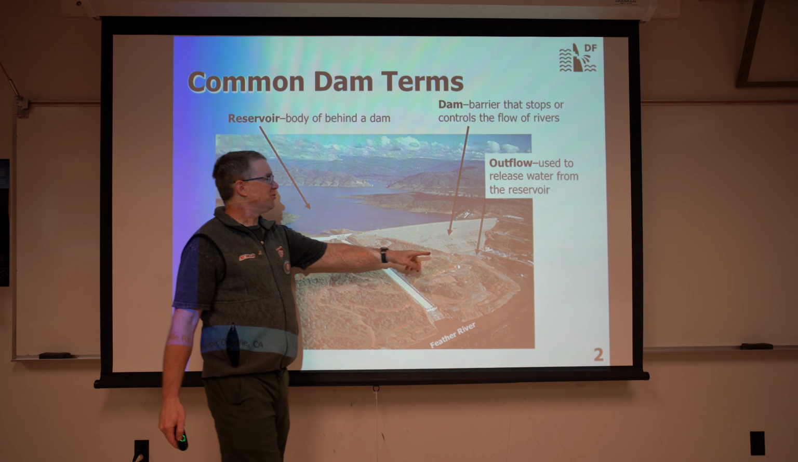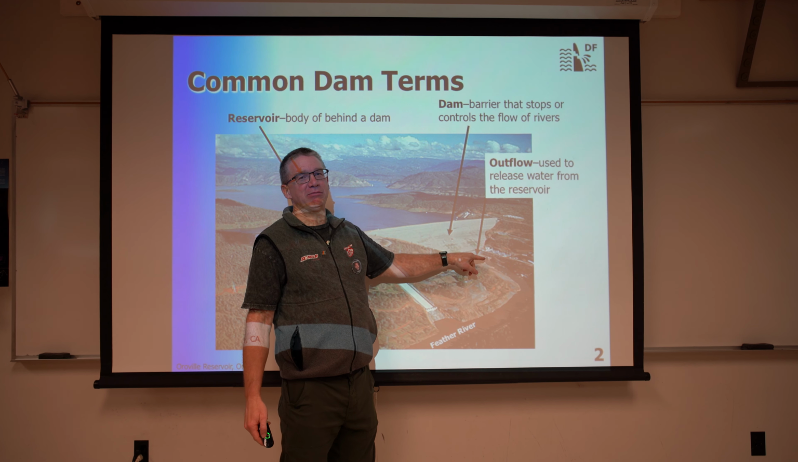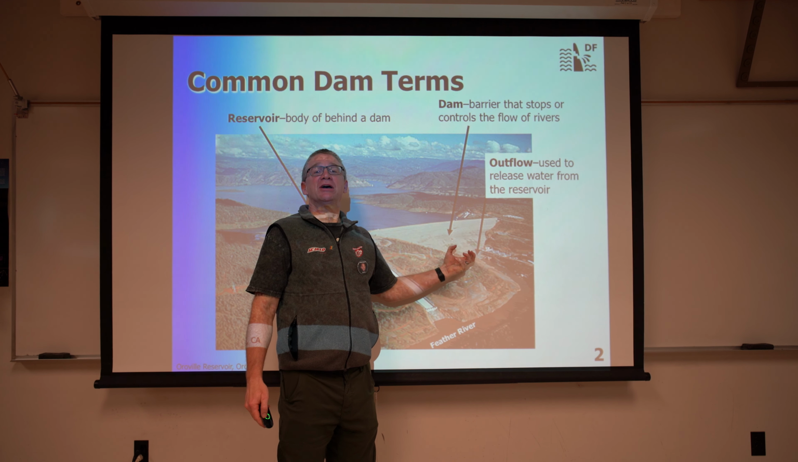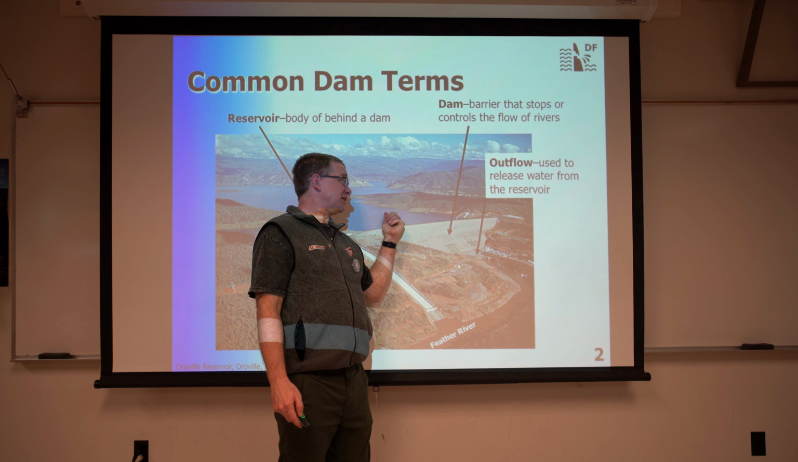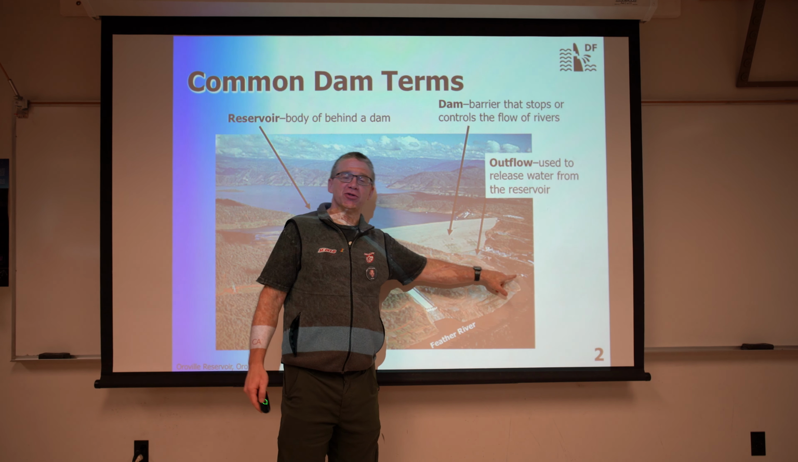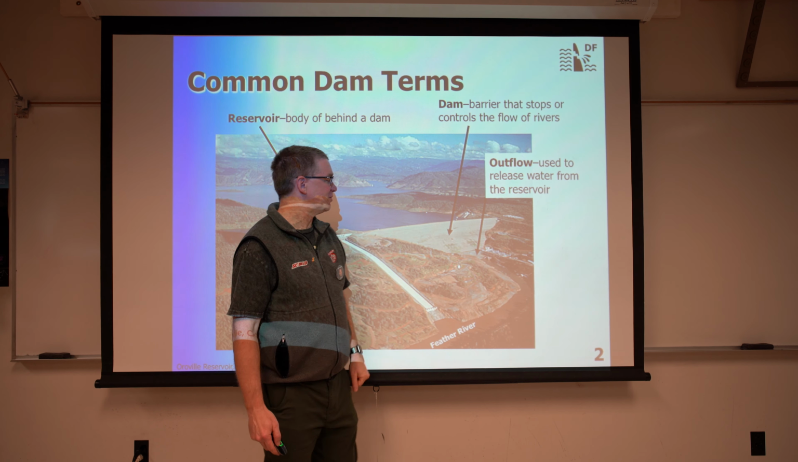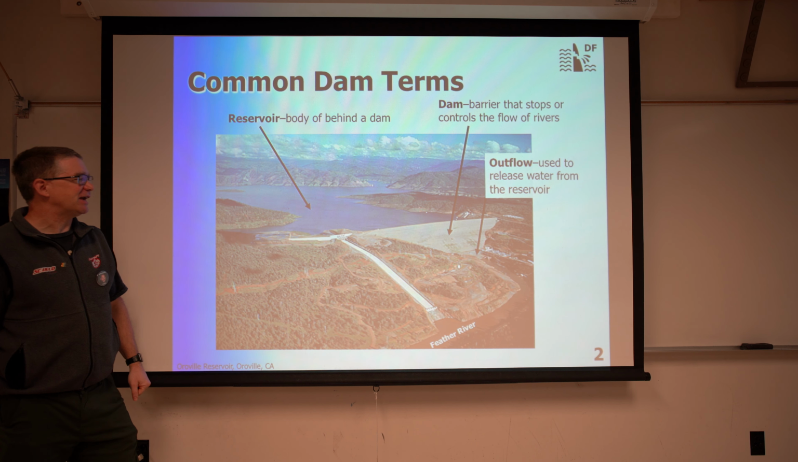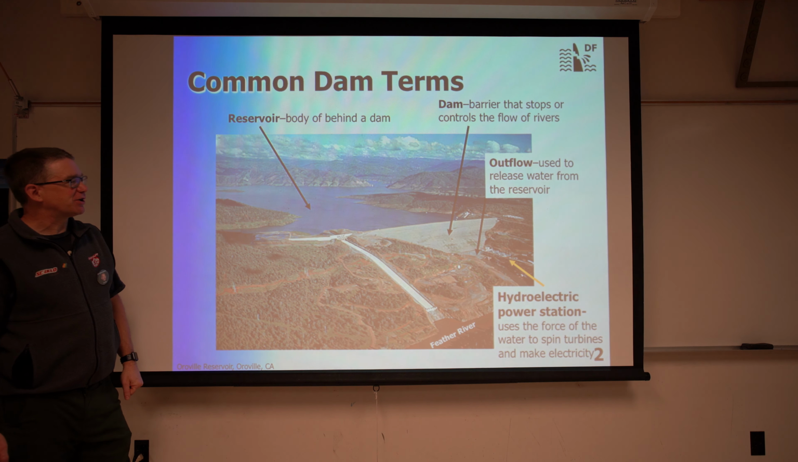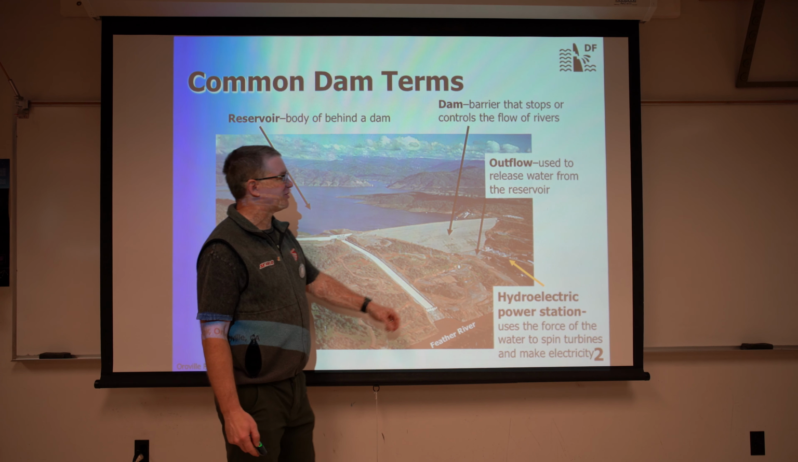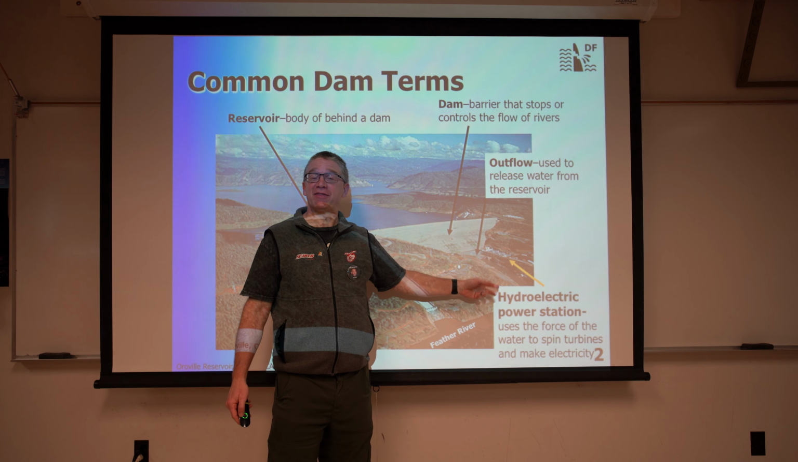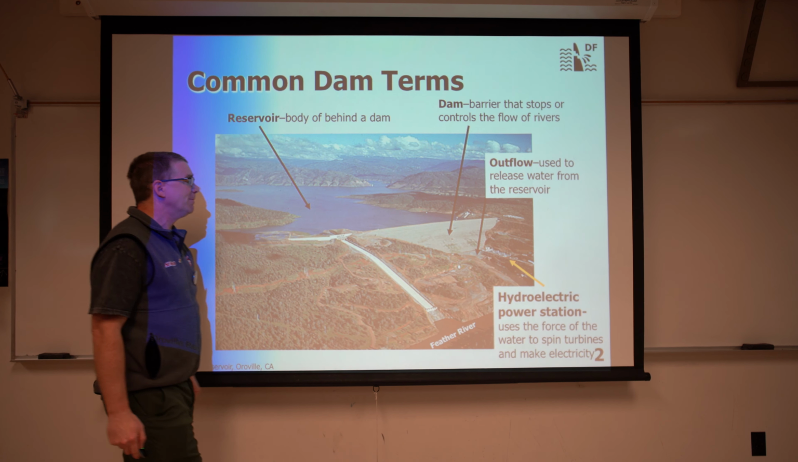We have an outflow here at the bottom, which is a series of pipes that are used to control the water level in the reservoir, and then again how much water you let out here into the river that goes below the dam. This particular dam also has a hydroelectric power station, so you generate electricity from that. That's not uncommon with dams at all.